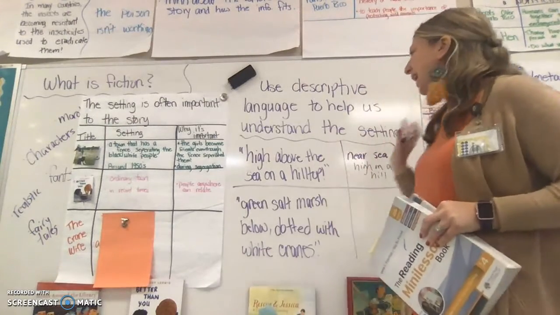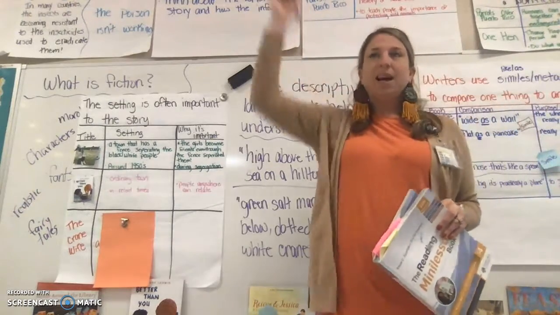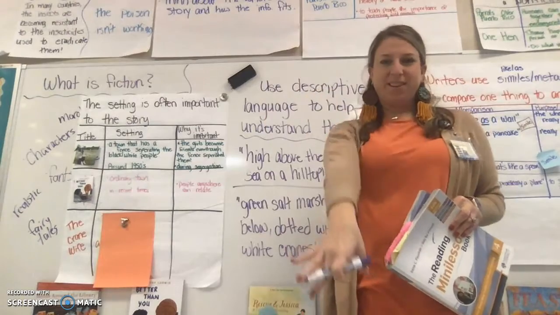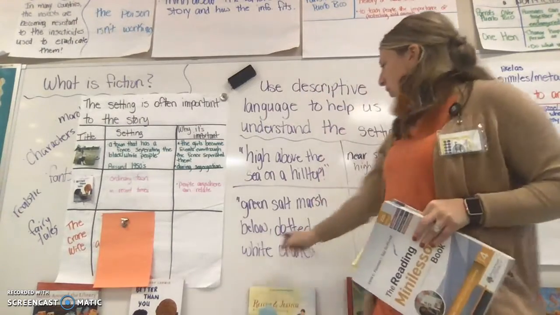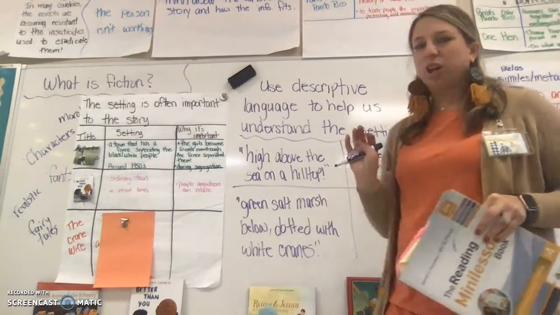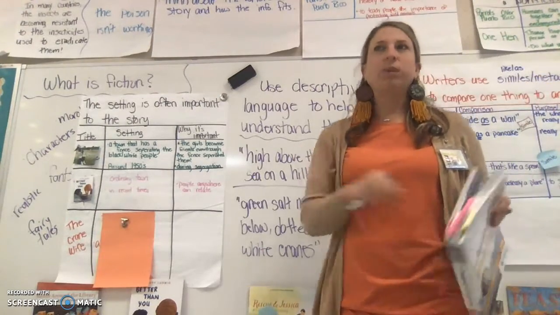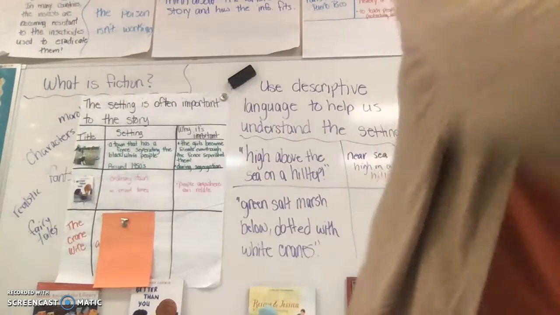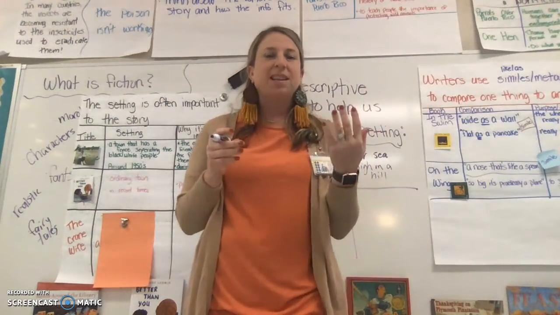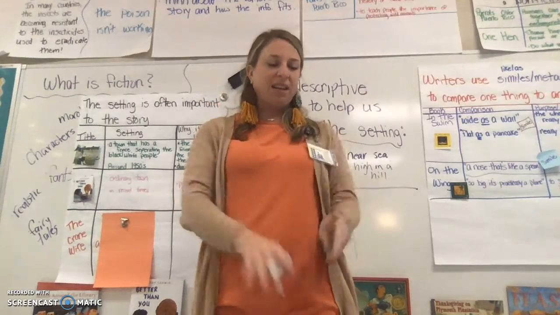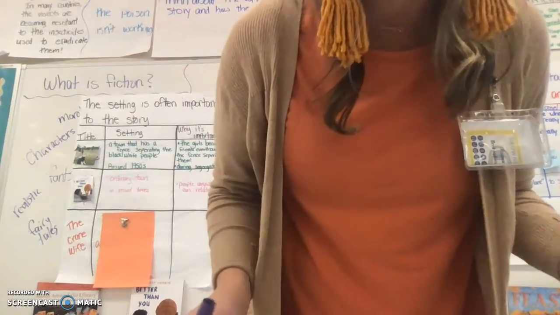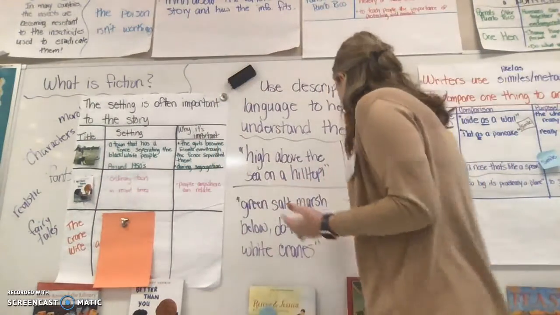Right? When I hear "high above the sea on a hilltop," I imagine some people up on a hill looking down at the sea. That's what I imagine. When I hear the words "green salt marsh below, dotted with white cranes," what does that descriptive language help me visualize? It helps me visualize that they're up here looking down and the down below is kind of wild. The book says that the setting is wild and isolated.